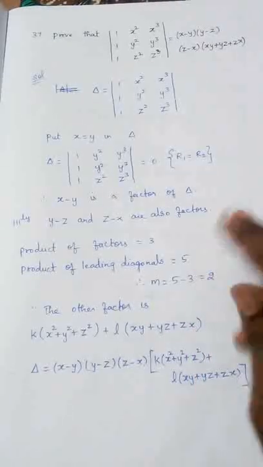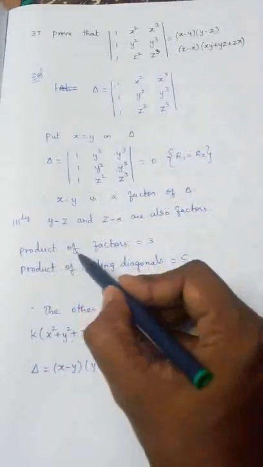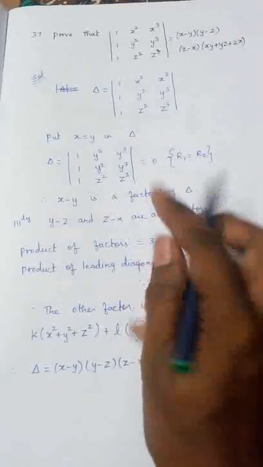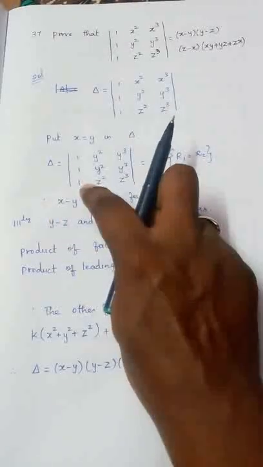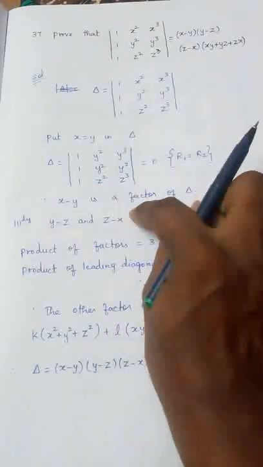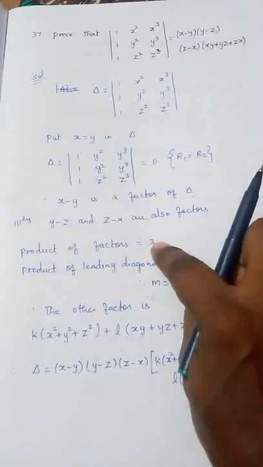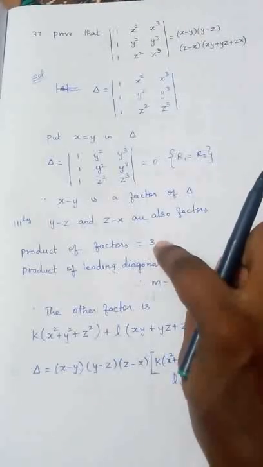Next, what do we have to do? We have to find two things. One is product of factors. How many factors did we find? 1, 2, 3. What is the power for this? 1. Power 1. Power 1. So adding the powers, answer is 3. Product of factors is 3.